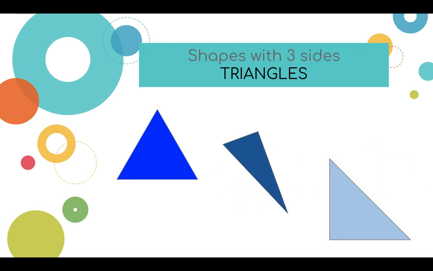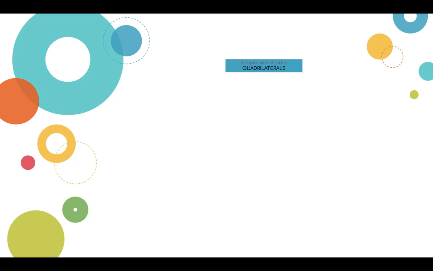Now the prefix tri reminds me of the word tricycle. Remember, a tricycle has three wheels, and it's called that because that prefix tri means three. So while a tricycle is a bike with three wheels, a triangle is a shape with three sides, and as we'll learn later, three angles.